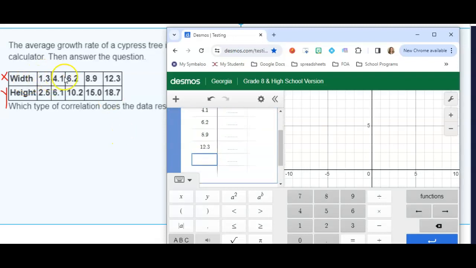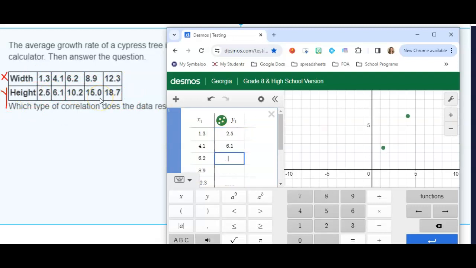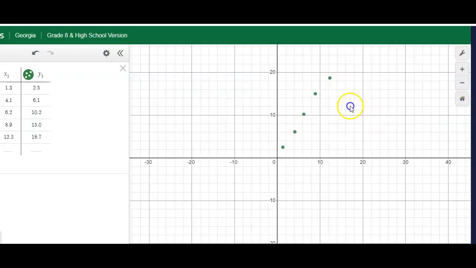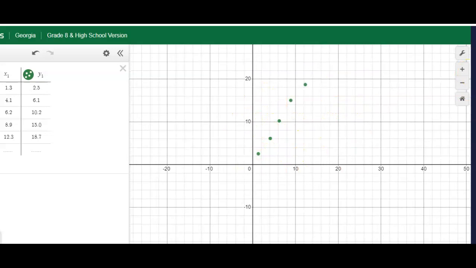So I entered all of these X values, or all of these widths. Now I'm going to go back up and I'm going to do the Y values, which are my heights. So 2.5, enter, 6.1, enter, 10.2, enter, 15.0, enter, and 18.7, enter. So I now have my entire table in here, and I'm going to make this calculator bigger. You might have to zoom out to see all your points, but here are all of our points. I did use the zoom feature to see them. And once we have our table and our points in there, we can answer a lot of questions.